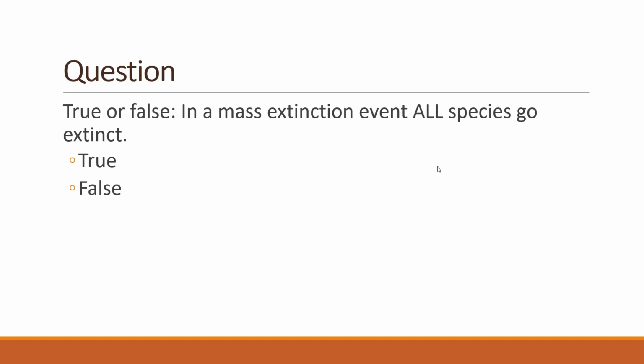So I left in some of these questions. True or false? In a mass extinction event, all species go extinct. So is this true or is this false? Well, this is false, because if all species went extinct, then life would basically stop. So something has to survive. A mass extinction just means that there are more species going extinct than are coming into being or surviving.